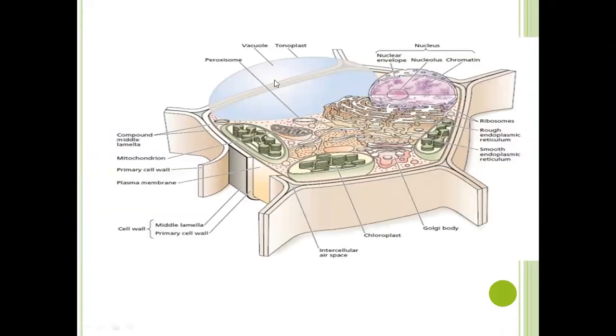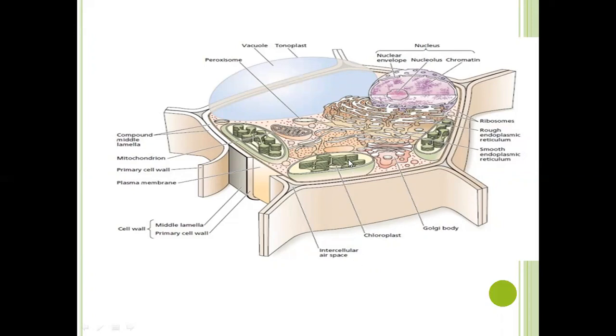This is the structure of cell. This is the nucleus with its nuclear envelope. This is the nucleolus. These are the chromatin, and this total structure is nucleus. This is the tonoplast. This is the vacuole. These are the peroxisomes. These are the ribosomes. Rough endoplasmic reticulum, smooth endoplasmic reticulum. These are the Golgi bodies.